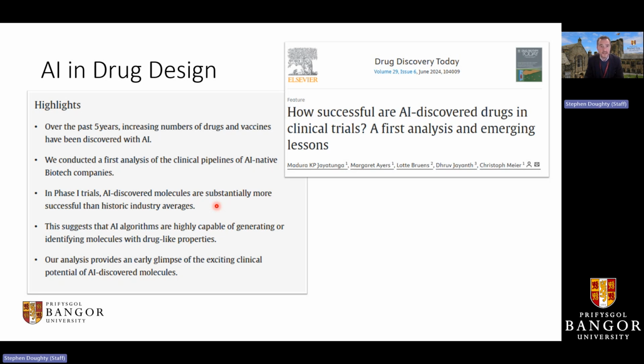But we tend to find that there's about 90% more success in phase 3 clinical trials than from molecules developed by humans. So AI does potentially have a use, and it might be that that's because AI is better at pulling out what makes a good drug molecule, what we call more drug-like properties.